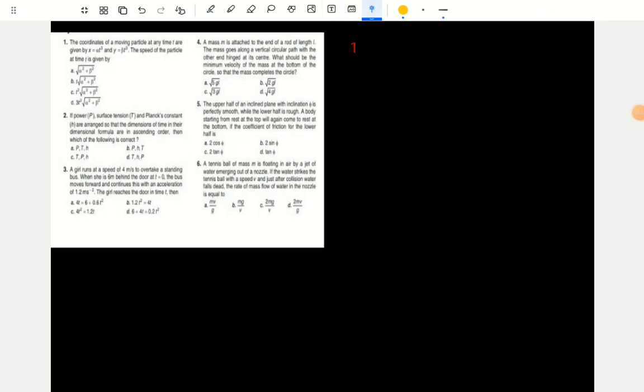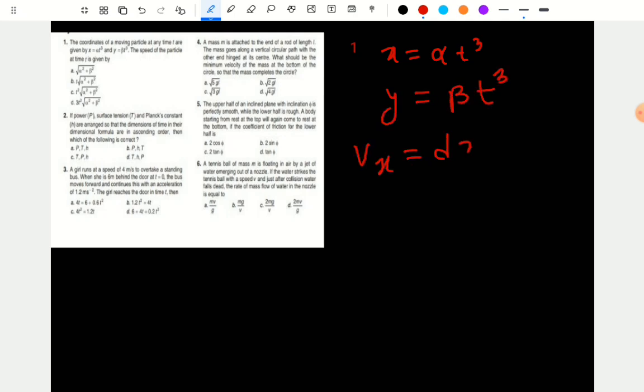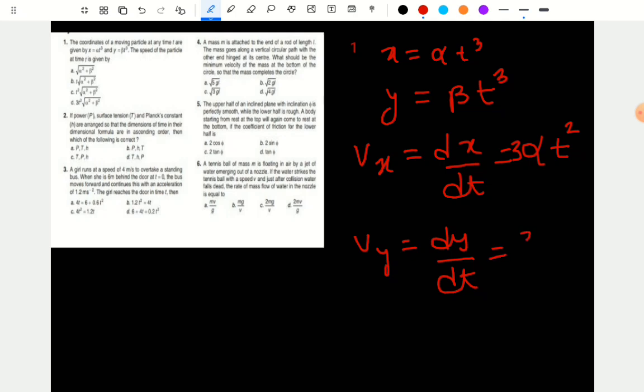So the first question says that the coordinates of a moving particle at any time t are given by x is equal to alpha t cube and y is equal to beta t cube, and the speed of the particle. So x is equal to alpha t cube and y is equal to beta t cube. Then vx is dx by dt, that means the speed along the x direction, which is equal to alpha t square into 3, and vy is equal to dy by dt, which is 3 beta t square.